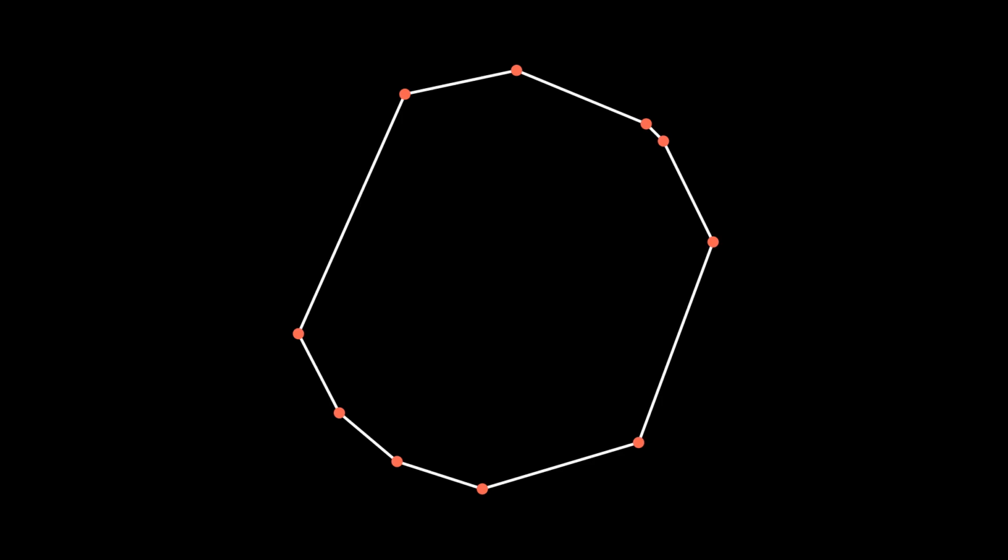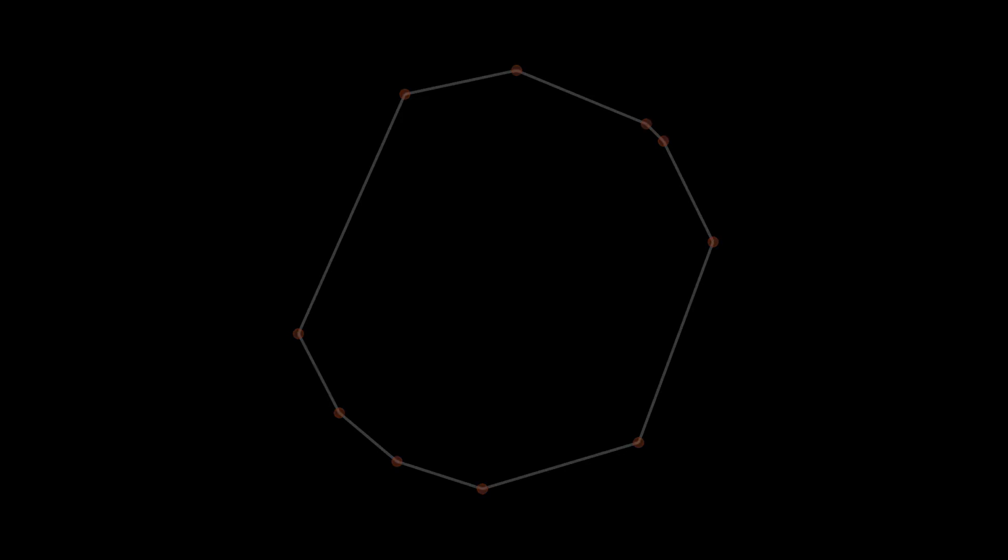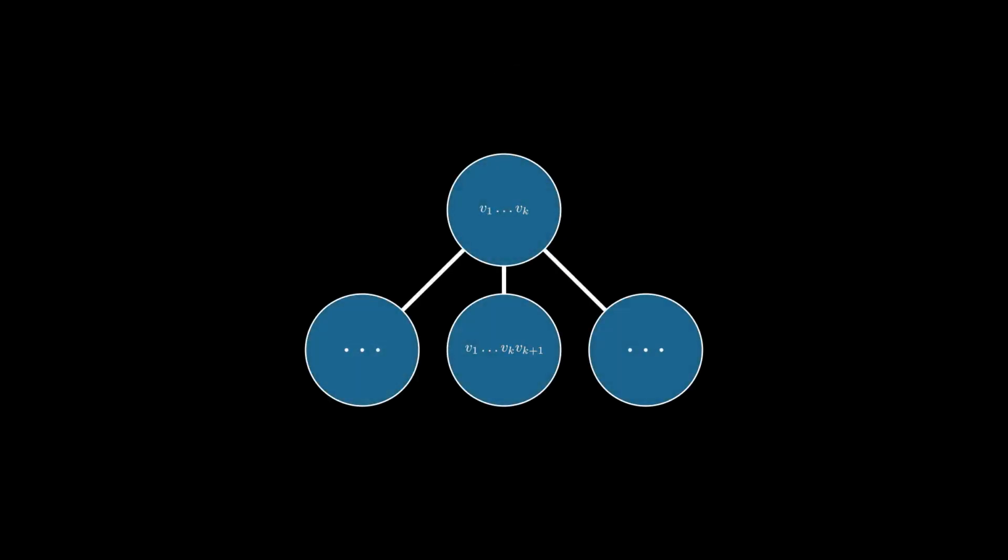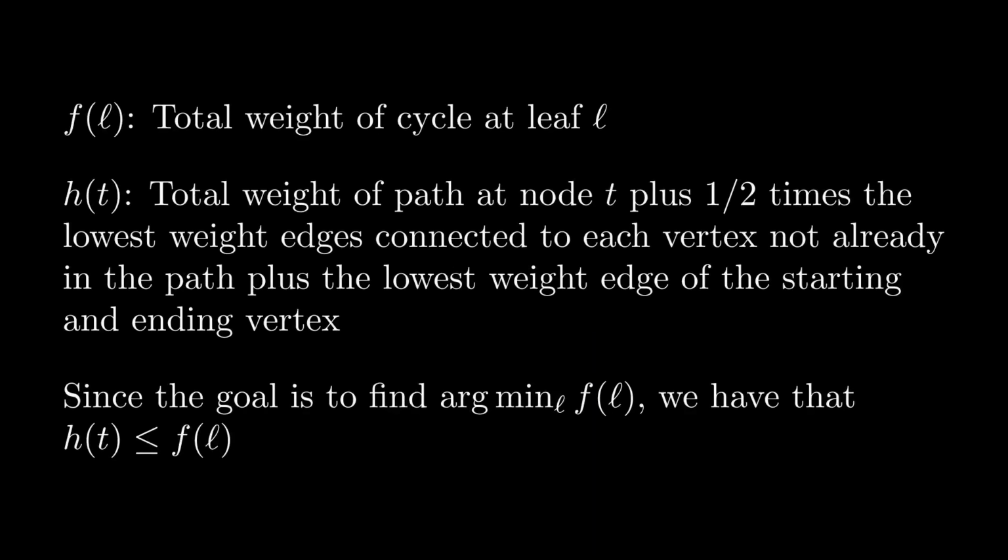However, let's look at how branch and bound can be used to solve it. We can formulate this problem as a tree by having each node at level k correspond to a given path v1 through vk, and having its children represent the path v1 through vk to vk plus 1, such that vk plus 1 is not equal to any of the previous vertices, and vk, vk plus 1 is an edge in the graph. We can then define a function f which computes the total weight of the given cycle at each of the leaves. Note that this problem is actually a minimization problem rather than a maximization one, meaning that our function h that we want to find should actually be a lower bound in this case.